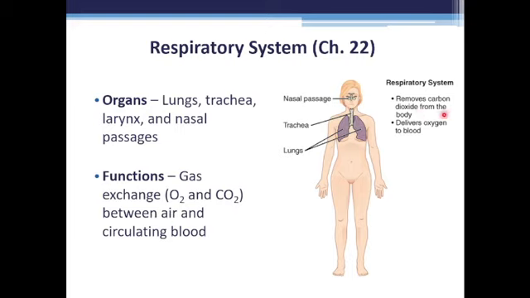So it removes carbon dioxide from the body. It delivers oxygen to the blood. So, we inhale oxygen, right? It goes into your lungs, and parts of your lungs excrete carbon dioxide. The plants will take that carbon dioxide and give oxygen to you. Okay, that's what gas exchange is.